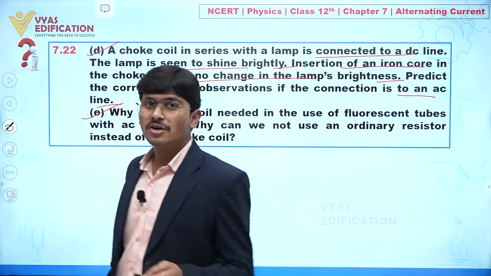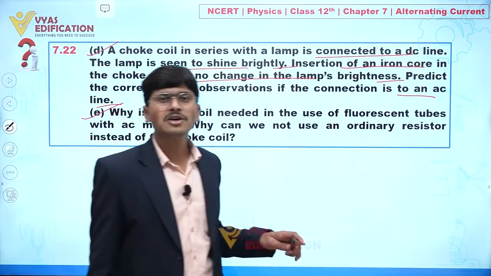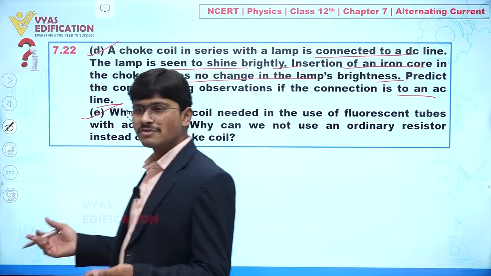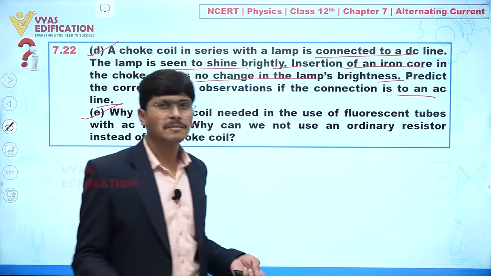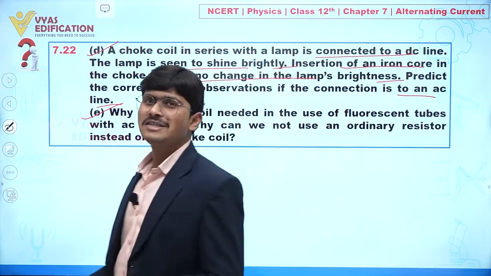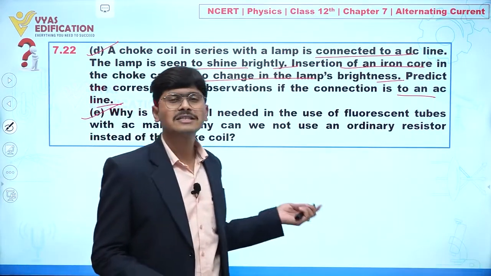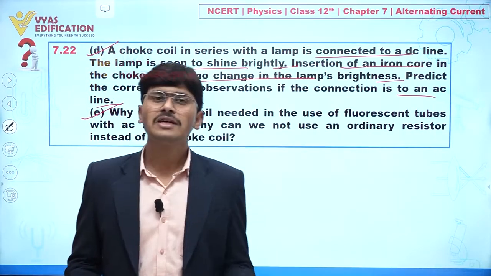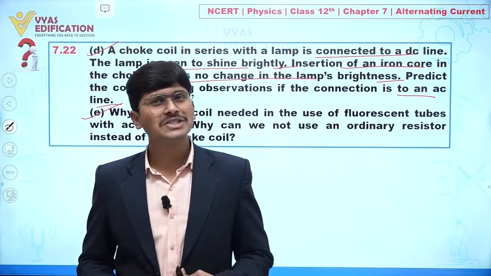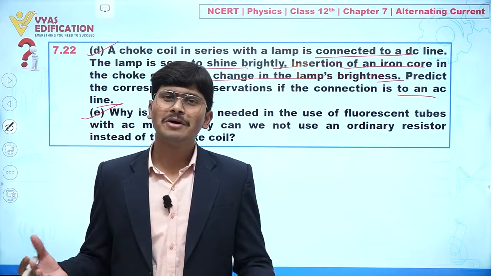Why? Because in an ordinary resistor, if you connect it, you will find that a large amount of heat is generated, because P equals I square R; I square RT is the amount of heat generated. So a large amount of heat is generated, and at that time the circuit may be burnt, or the fluorescent tube may be damaged, clear. So this is all about question number E, clear. So this is all about the total questions.